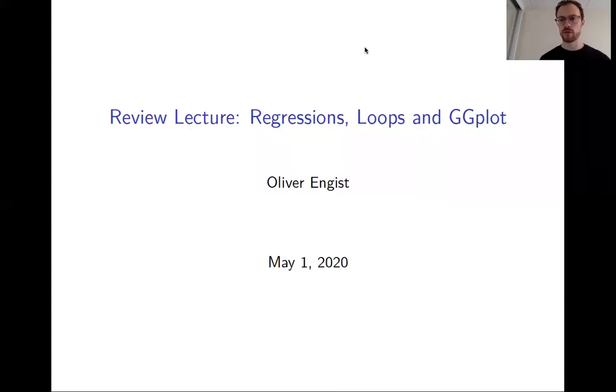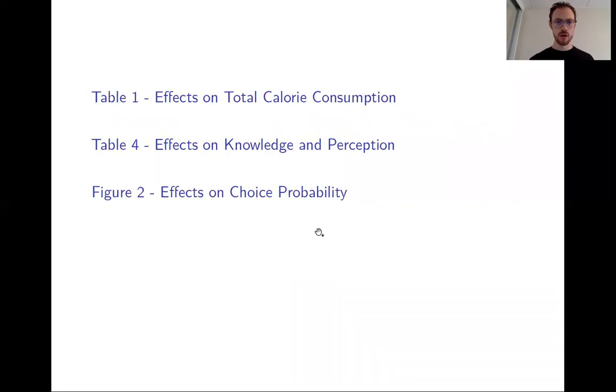All right, so after we have discussed the background paper for this replication, let's now look at the actual replication in R. So I'm going to replicate table 1, where I show the effects of these interventions on total calorie consumption. Table 4, where I show the effects of these interventions on knowledge and perception of calorie consumption and calorie content. And then finally, figure 2, which shows the effect on choice probabilities of choosing a low-calorie sandwich.